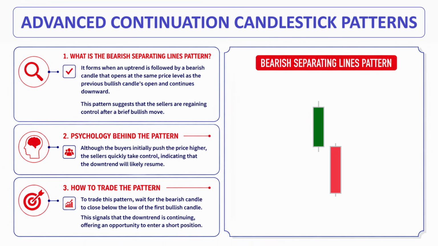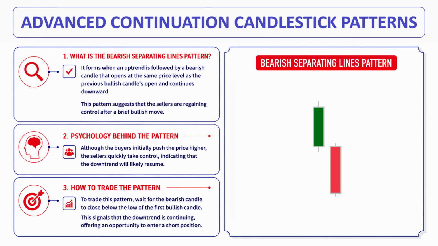Next, we have the bearish separating lines pattern. This is the bearish counterpart of the bullish separating lines. It forms when a bullish candle is followed by a bearish candle that opens near the same price level as the previous bullish candle and continues downward. This pattern suggests that sellers are regaining control after a brief bullish move.